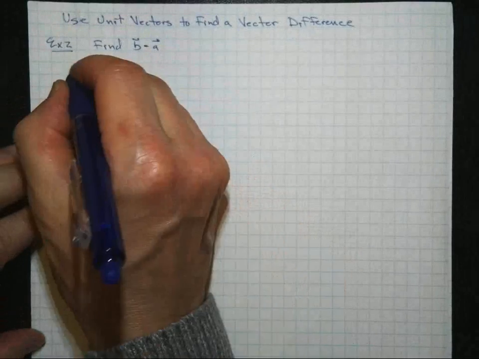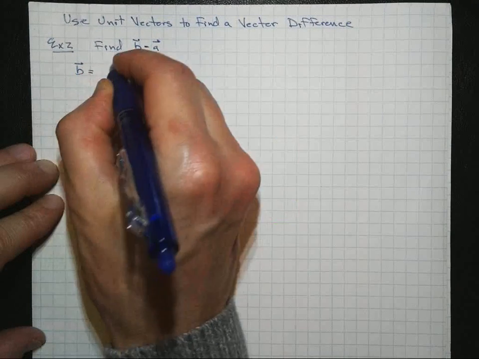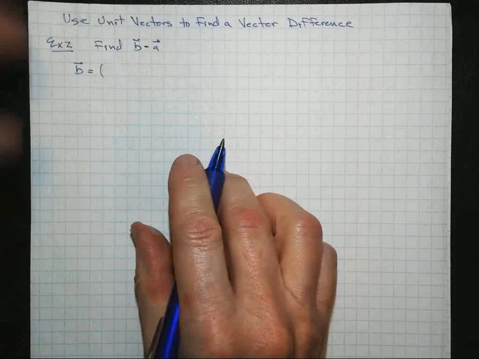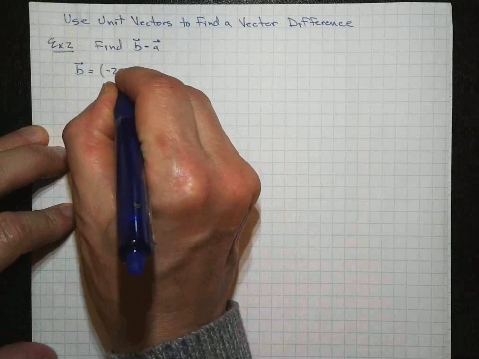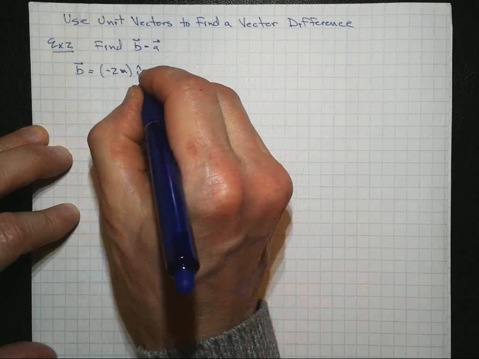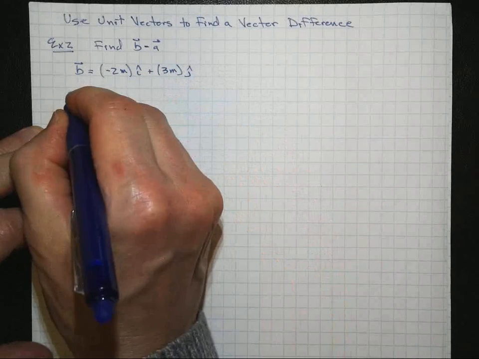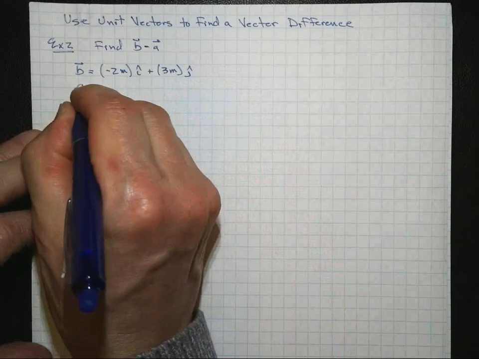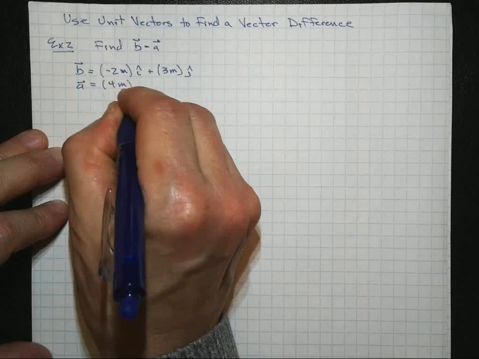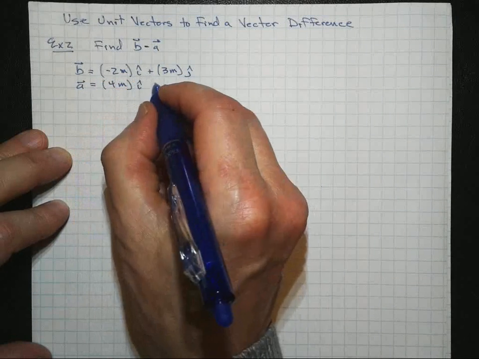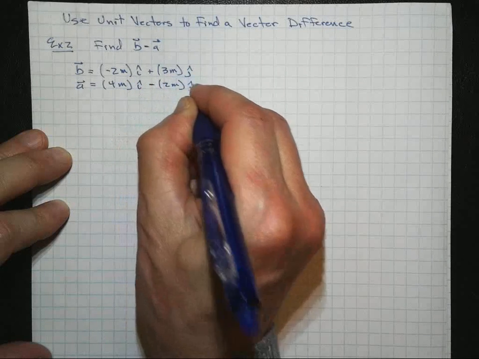Now, recall that vector b, as given in the previous example, in unit vector notation, was minus 2 meters i hat plus 3 meters j hat. Vector a was 4 meters i hat minus 2 meters j hat.